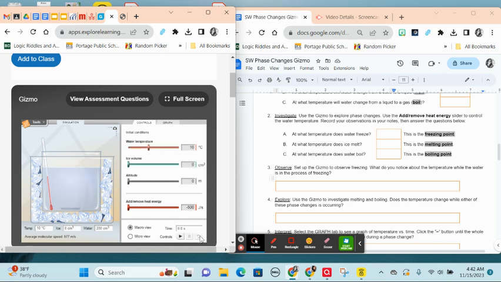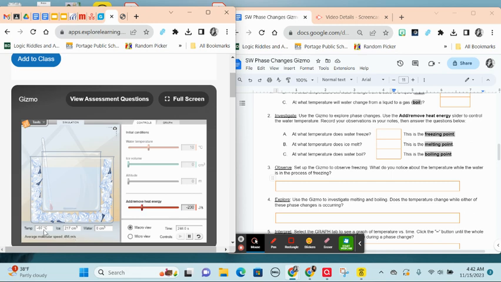Okay, let's reset it. Now we're going to do the melting point. Let's get it back to ice, and then we'll look at melting. Once all this water turns to ice, I'm going to add energy to look at the melting point. Now that it's all ice, we can see the water temperature dropping, but now I'm going to add energy for letter B.